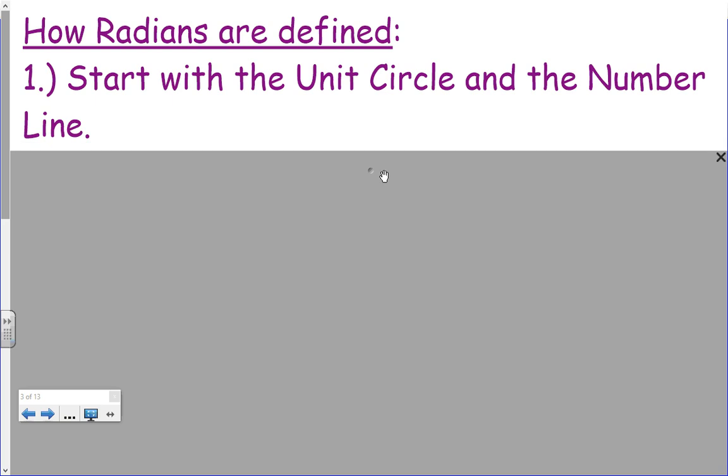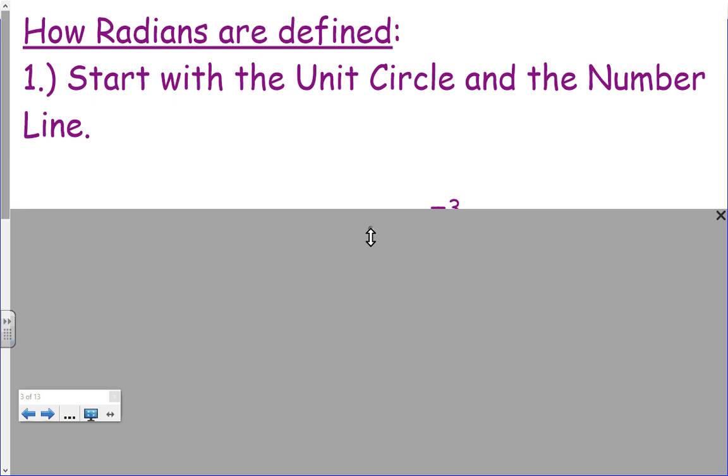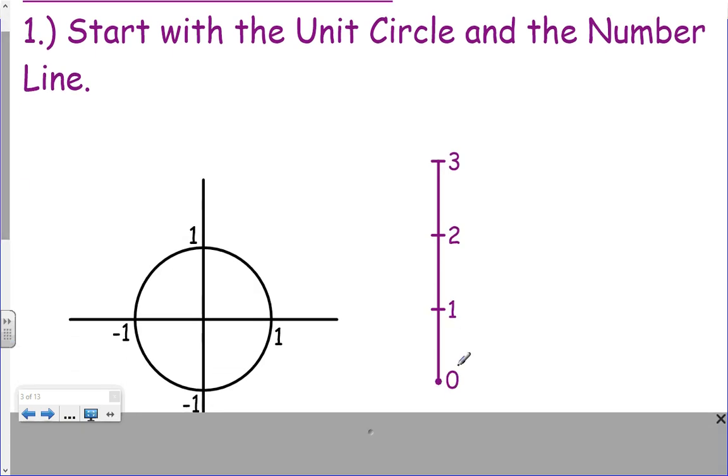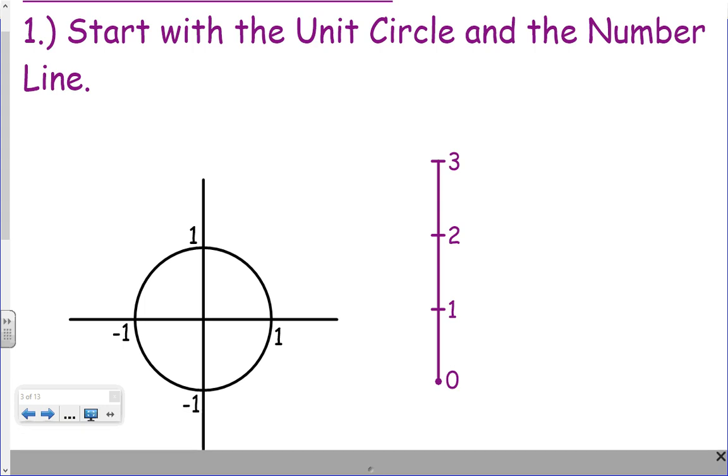All right, so let's talk about how radians are actually defined. And to define them, they give you a nice little picture of this in the book there. But if you start with a unit circle and a number line, and we've talked about the unit circle a little bit, but unit circle just means that you have a circle centered at the origin with a radius of 1. And then we've got this number line over here. I've got my number line drawn vertically just because of what we're going to do next with it, but you could draw it out horizontally.